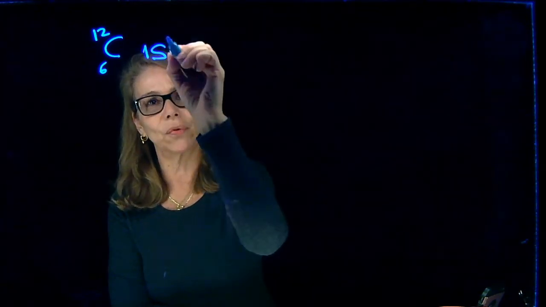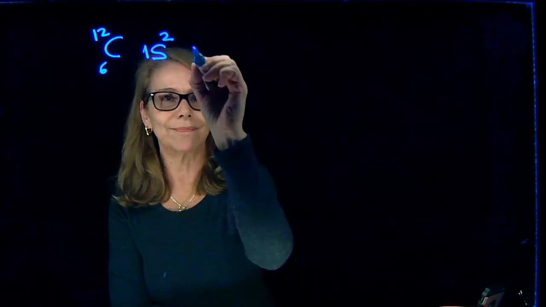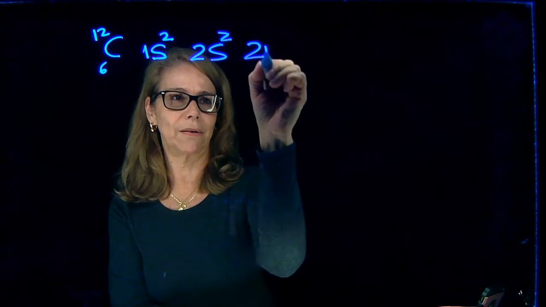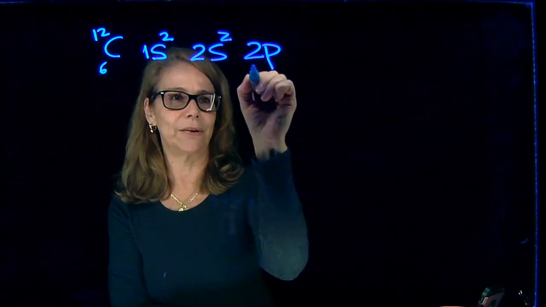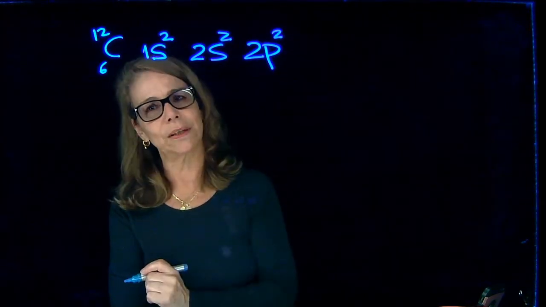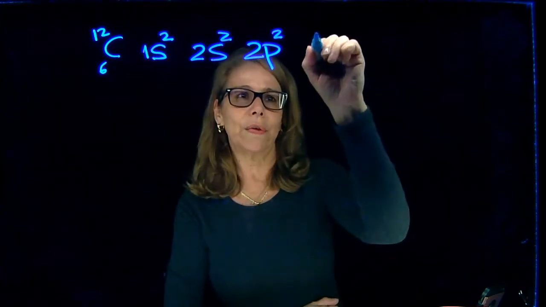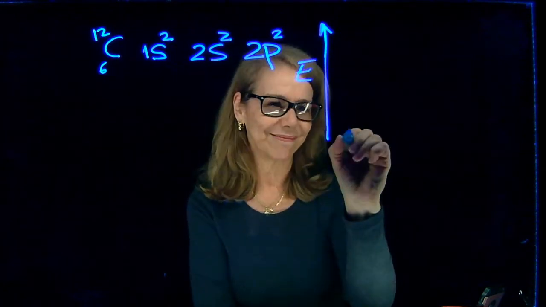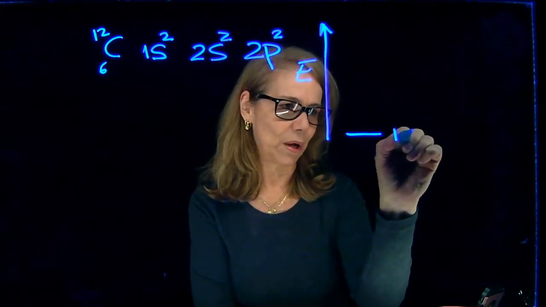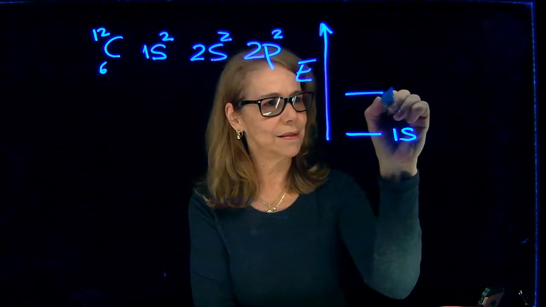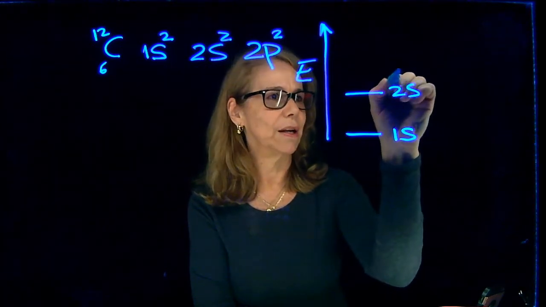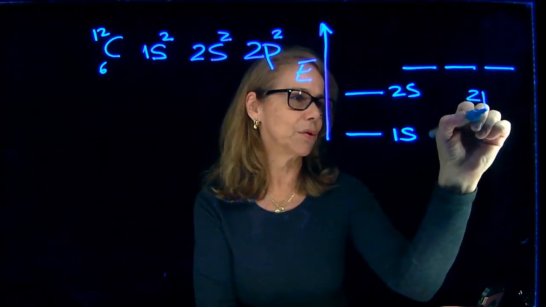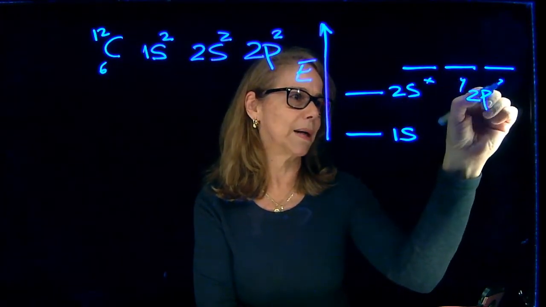So 2 electrons in the 1s orbital, 2 in the 2s, so I have 4. And now in the 2p orbitals, I have 2 electrons. So now let's draw the configuration as an energy diagram. So I have here the 1s level, then the 2s level of energy. And close to that, I'm going to draw 3 lines. These are the 2p orbitals, so x, y, z.